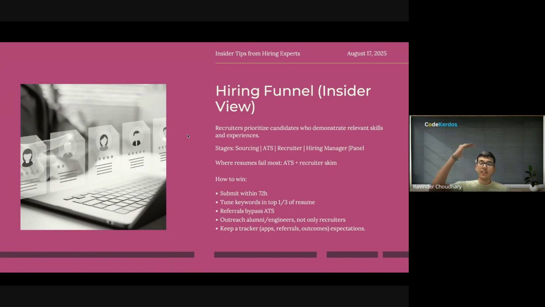Tune in the top one-third of your resume as per the job description which you have got. Referrals are a key highlight, guys. Using the referrals, you can probably bypass ATS as well.